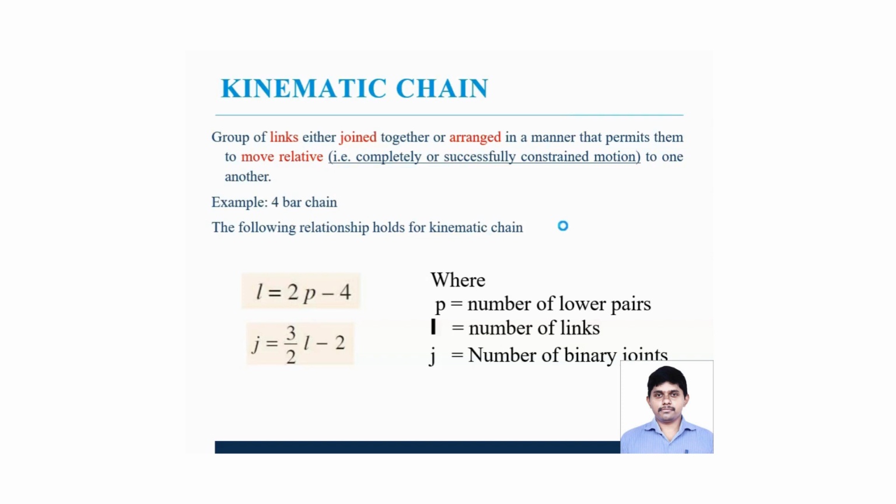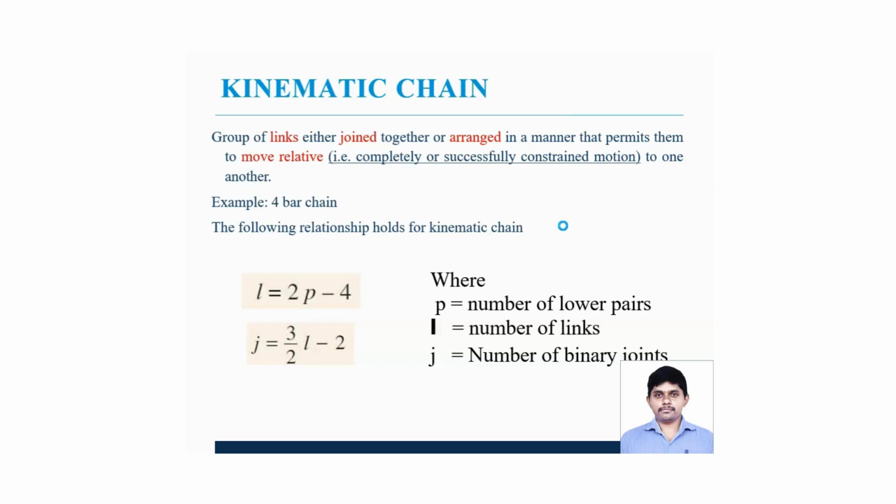Suppose a contact takes place not in terms of a line but in terms of a point. When one surface makes contact with the other at a point, that is what we call a higher pair. For example, a wheel on the road.